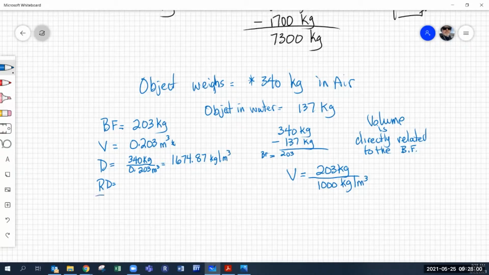And now I can get the relative density because I have what this is. So that's 1674.87 kilograms per cubic meter divided by 1,000 kilograms per cubic meter. The relative density of this object is 1.67487 times heavier than water.